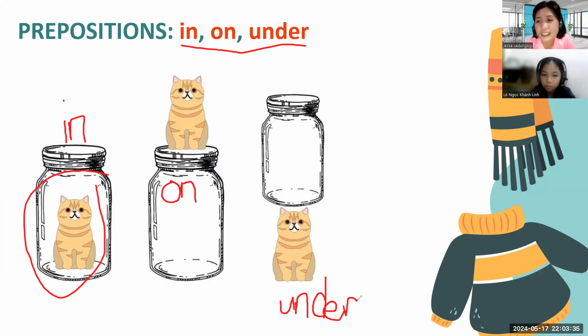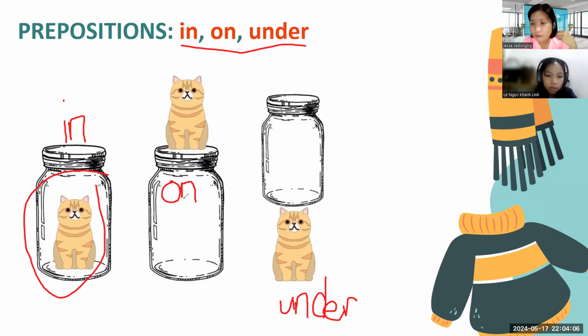Now here, Lynn, if we use the preposition in, make sure that the object is inside. Look at the cat. Is the cat inside the jar? Yes. So we say the cat is in the jar because in is inside. Now how about this one? Where is the cat, Lynn, in picture 2?